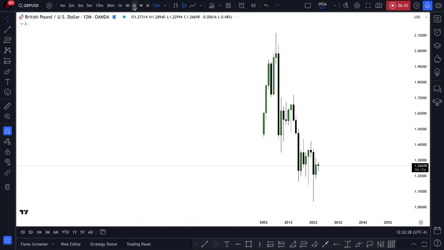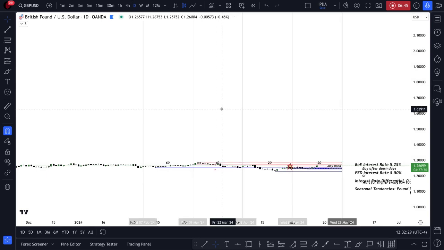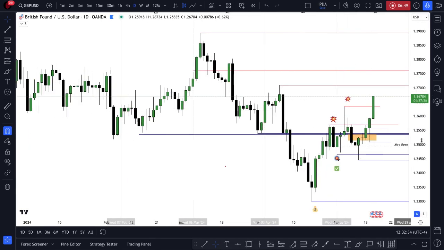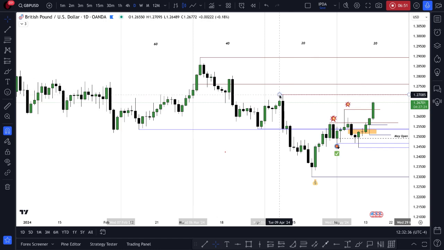I most likely want to see it target some of these IPDA levels. So you got that IPDA 20-day high right here. Want to see it get up there and run through that. Maybe we get back to that old 60-day high potentially, and then outside of that is the 40-day IPDA buy side liquidity pool up here. So let's see what's going to happen with the price.